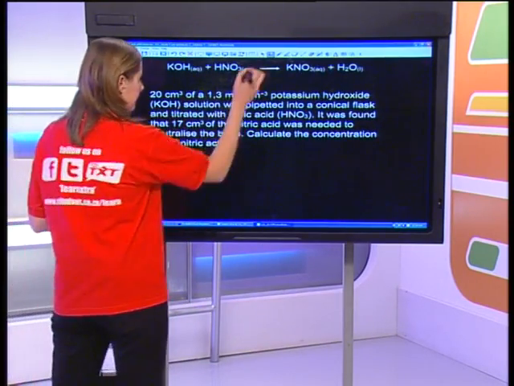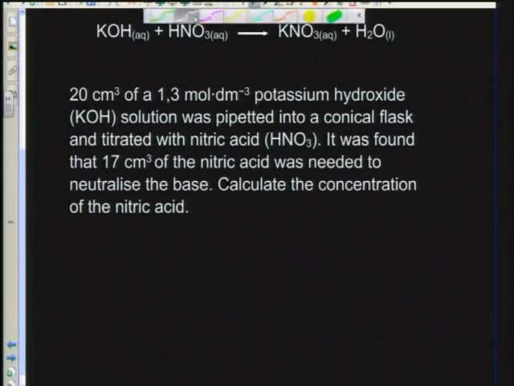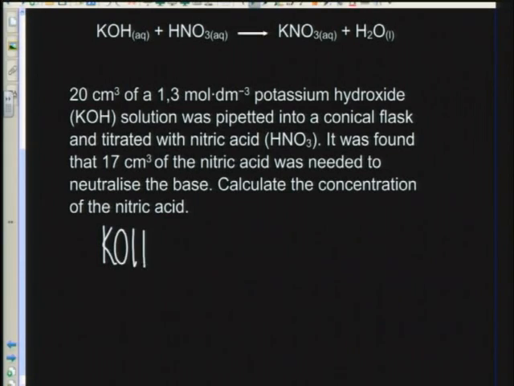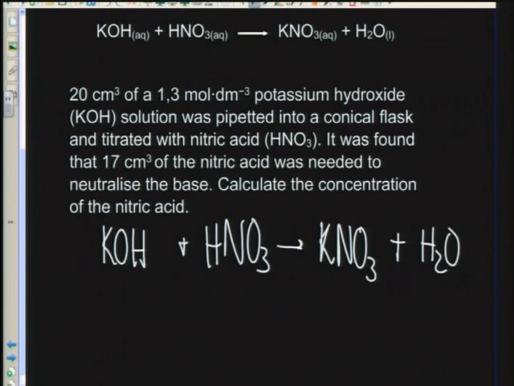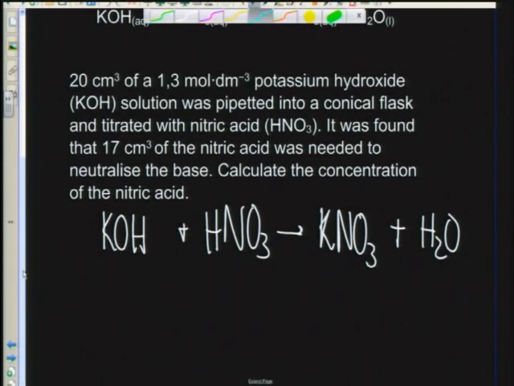We have potassium hydroxide, KOH, plus HNO3 forms potassium nitrate plus water. Okay. 20 cubic centimeters of a potassium hydroxide solution. So immediately underneath the potassium hydroxide, I'm going to start with my list.